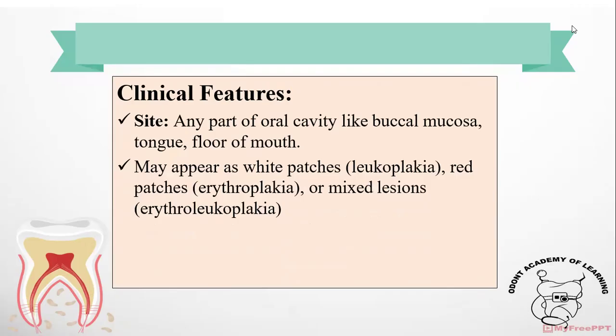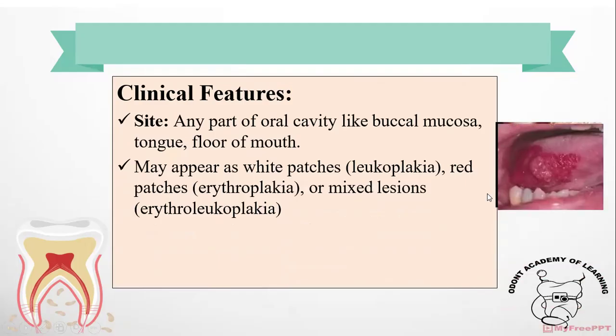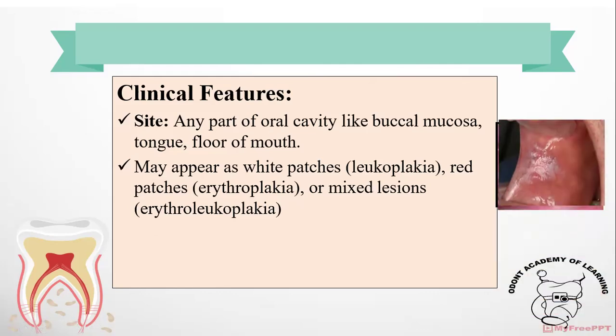Now this epithelial dysplasia or dysplastic pathosis could appear as a white patch, that means leukoplakia. As it is visible there, it could appear as a white patch like this, leukoplakia. It could appear as a red patch, that is erythroplakia, or it could appear as a mixed lesion, that is erythroleukoplakia, a mixed patch.